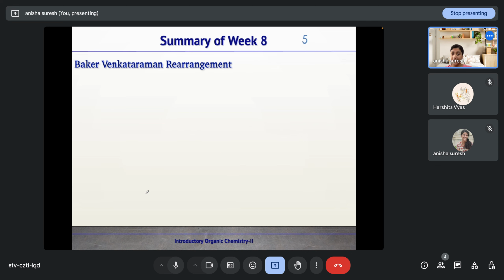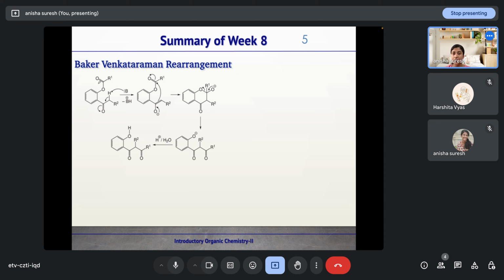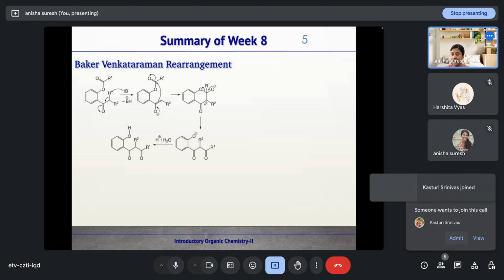Now coming to the Baker-Venkatraman rearrangement. Here we have this species, and when it is treated with base, there is an alpha proton. That proton will be abstracted, leading to the formation of an enolate at this position. Now once this O minus falls here, this carbon-carbon double bond will attack on this carbonyl, leading to the formation of this tetrahedral intermediate.